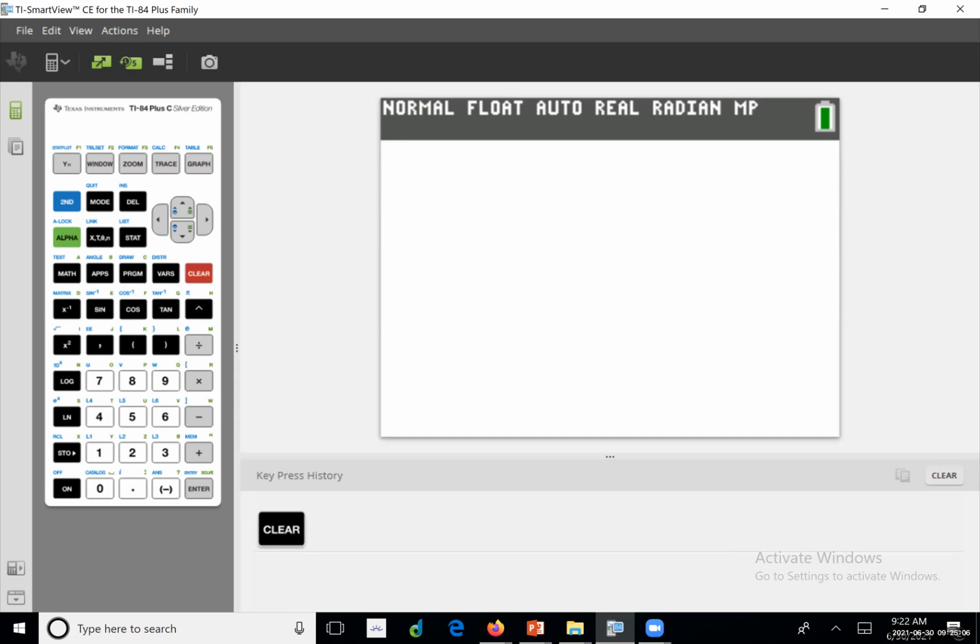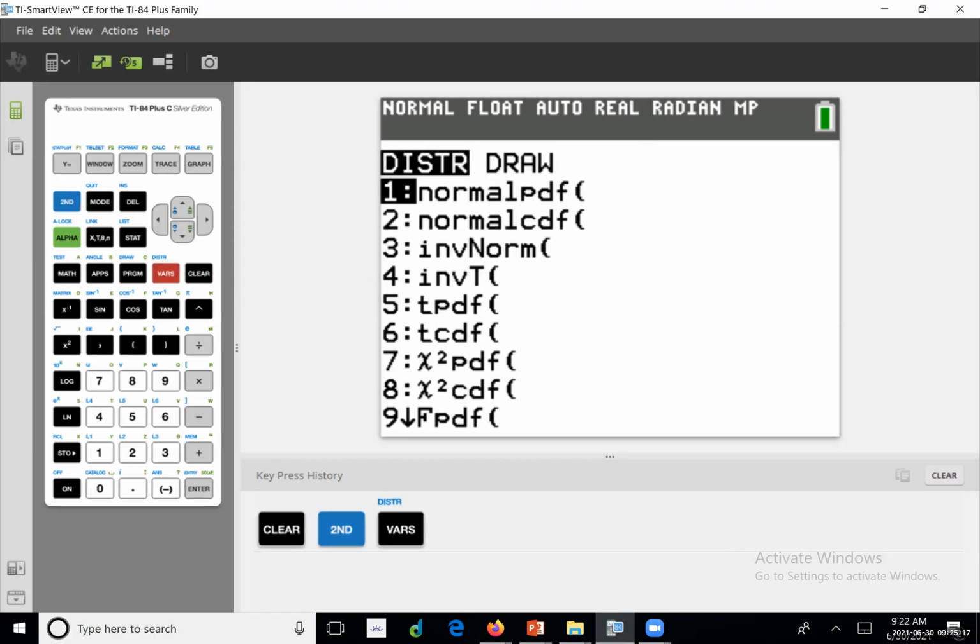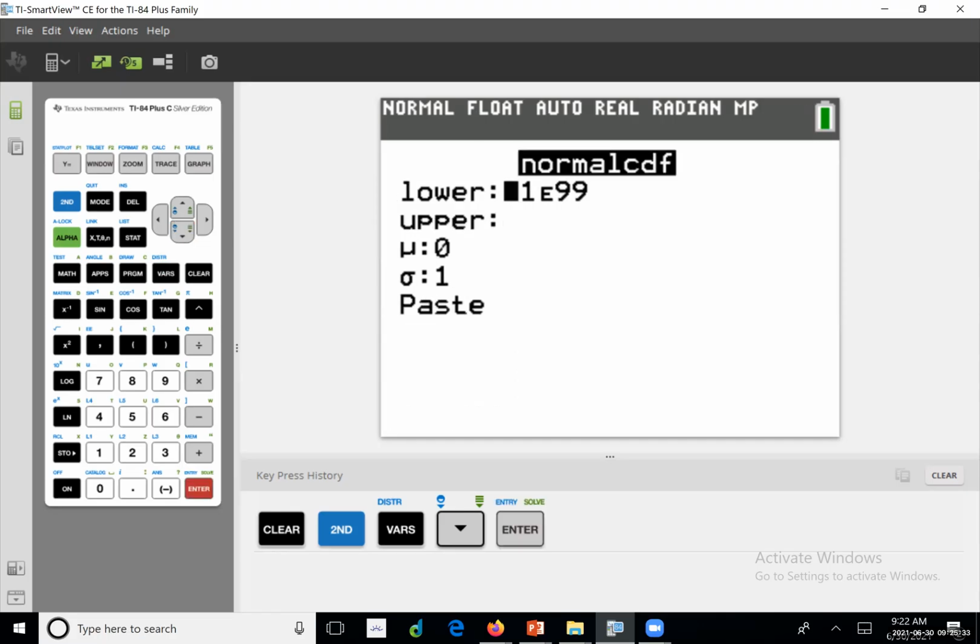So where do you think I'm gonna find normal CDF? If you practiced yesterday's lesson. Yes, excellent. So second distribution, second vars. Do you see right below here, you see the key history, but vars is the red one right now, the one that I clicked on. Second vars is distribution. And the second item right there is normal CDF. If your calculator has a layout of lower, upper, mu, sigma, perfect. If not, then you use parentheses.